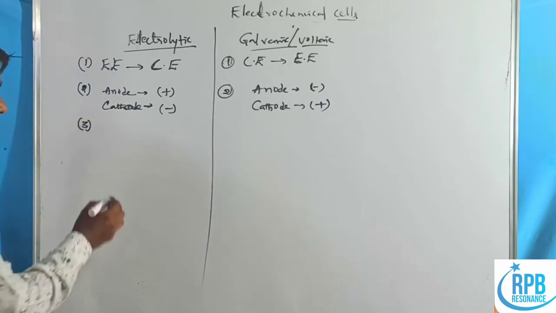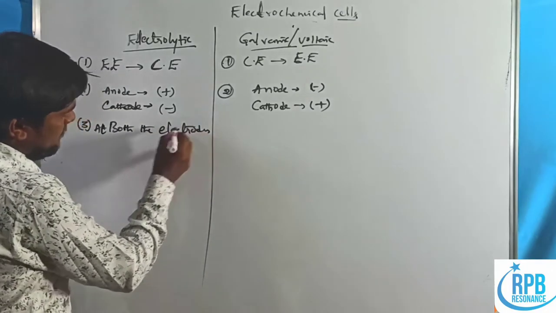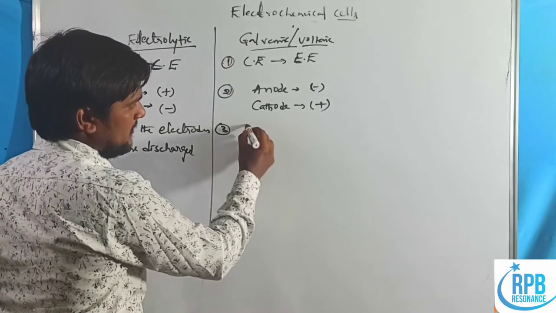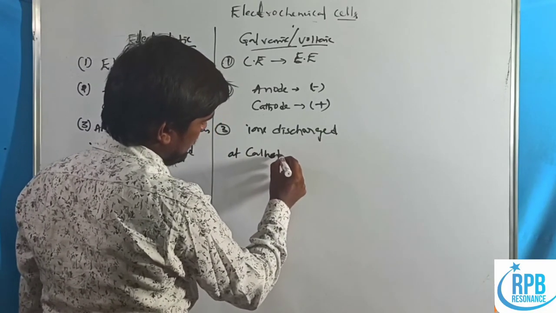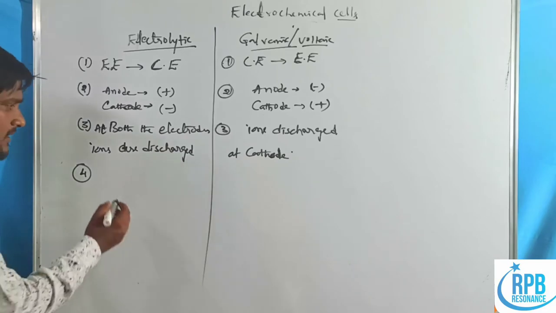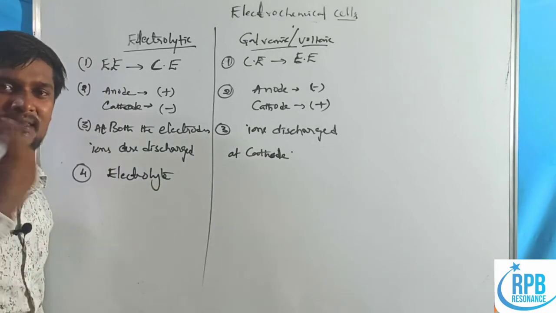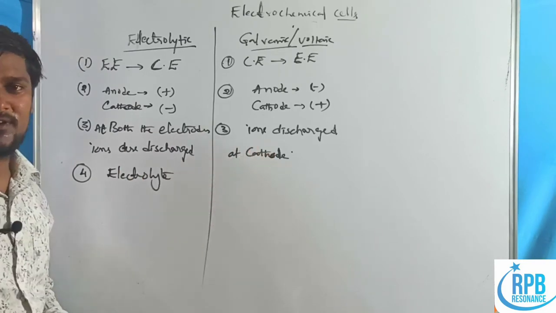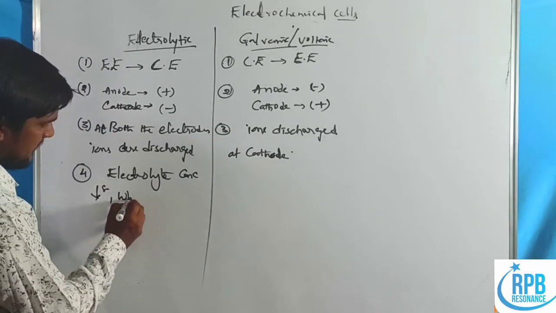Now the third point. In the electrolytic cell, ions are discharged at both the electrodes. But in the galvanic cell, ions are discharged at the cathode electrode only. Again, on applying electricity, the electrolyte concentration changes. Only one compartment is there, and when we apply the electricity, the solution becomes cathodic and anodic compounds. That's why the electrolyte concentration decreases when electricity is applied.